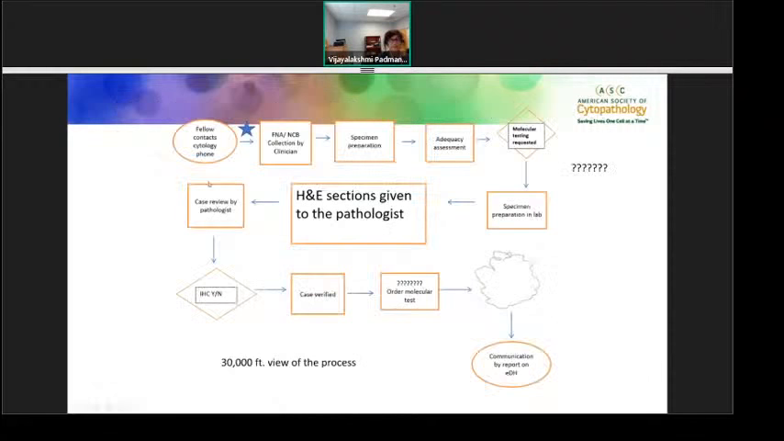But this is just a 30,000 feet view of the process mapping. When we did this, we realized that there were so many things happening, like immunos needed to be ordered on these cases. Some people ordered 2 immunos, some people ordered 10, and that's going to cut down how much material is left in the block. Then the case gets verified.